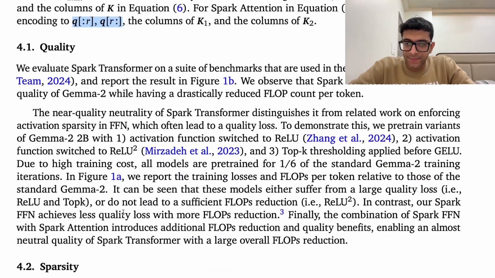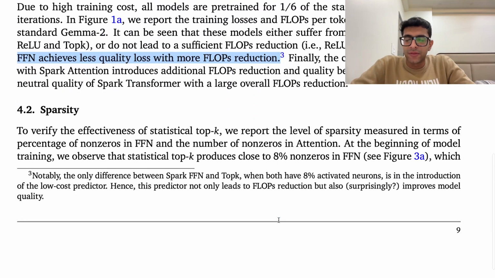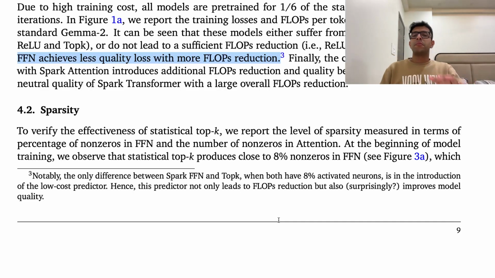The quality. Surprisingly enough, of course, the quality does not decline. Even after having that 8% sparsity, we are able to have that near quality neutrality of the Spark Transformer along with the general pre-trained Gemma 2B model. So along with having a lower number of FLOPs needed, as you can see over here. The sparsity. Do we have a sustained sparsity rate during the entire time of the training? And the answer is yes.